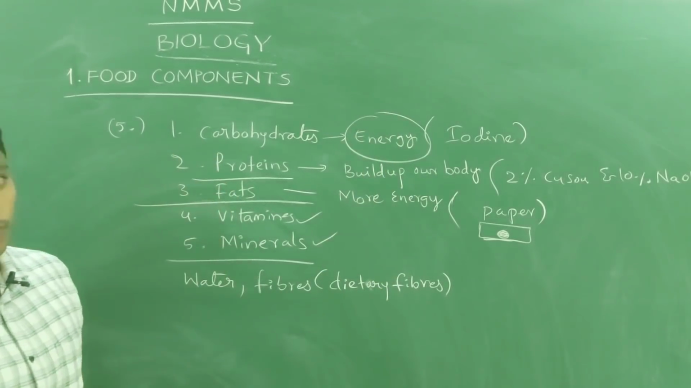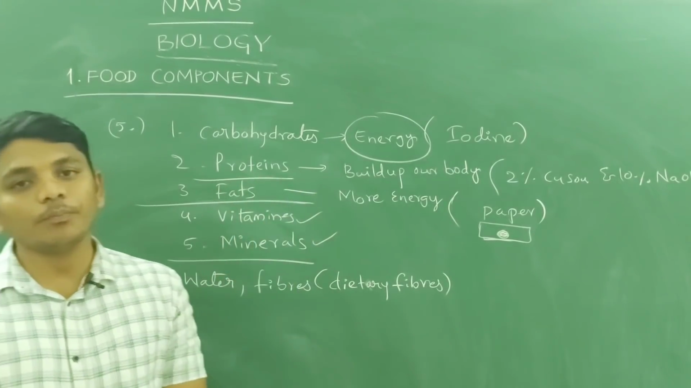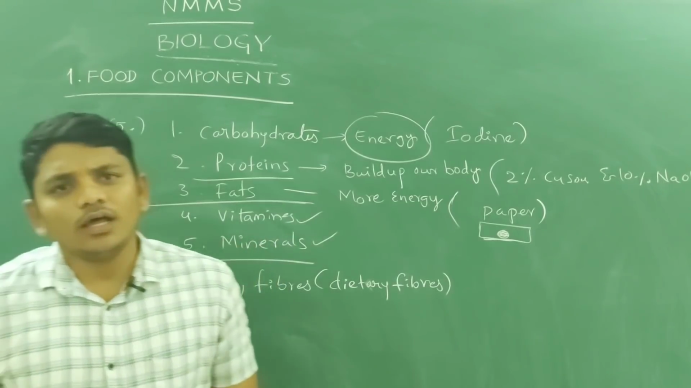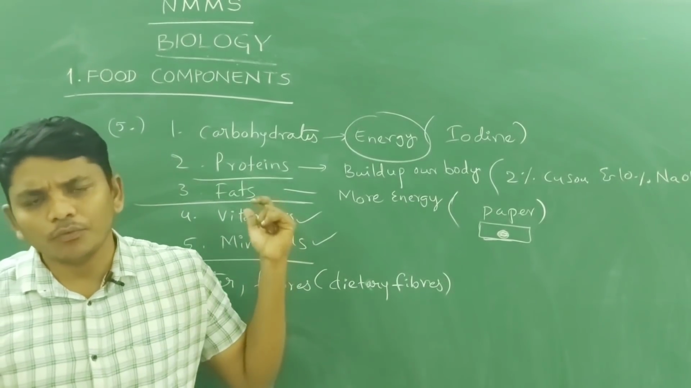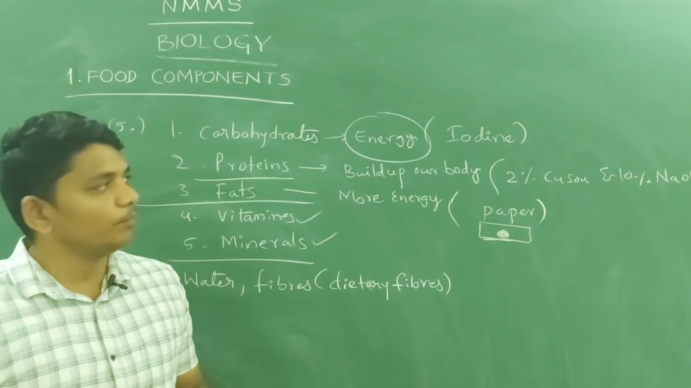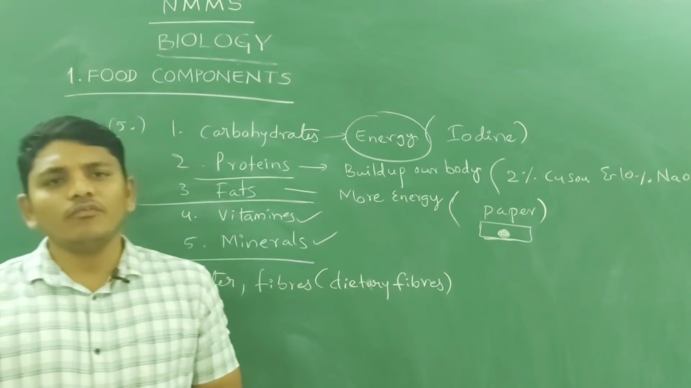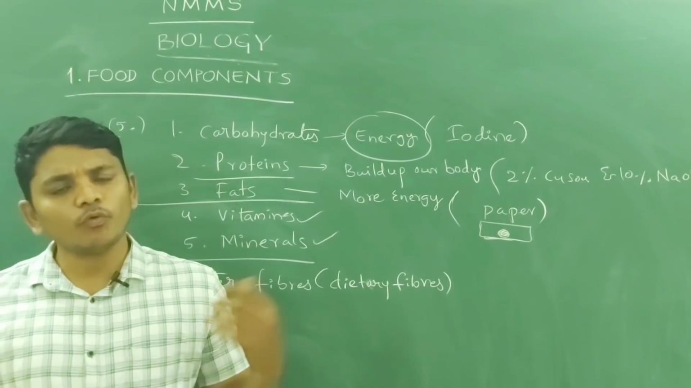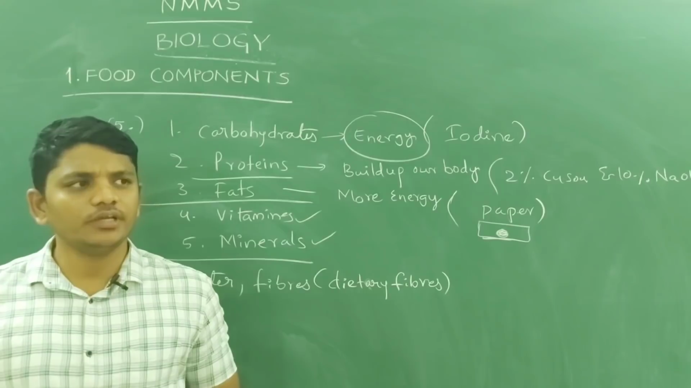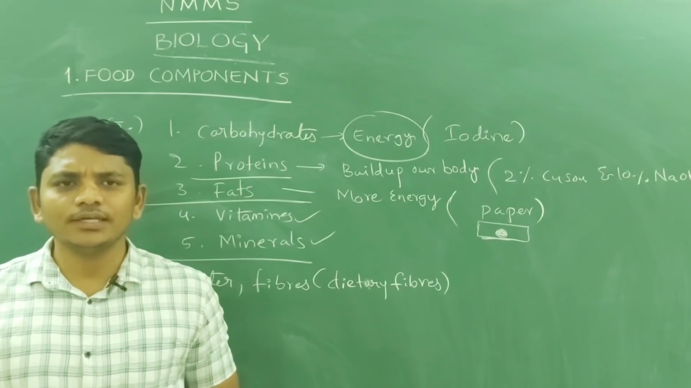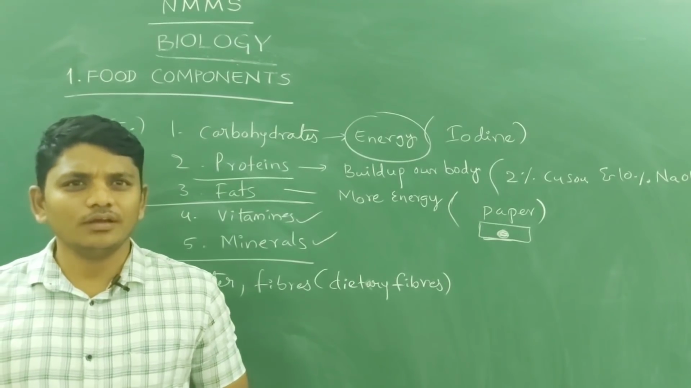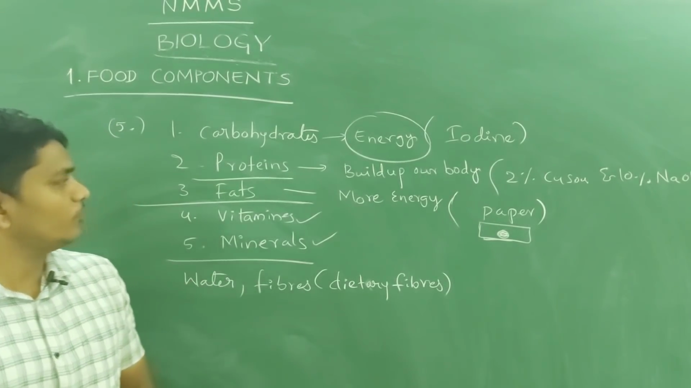Let us discuss proteins. Proteins are useful for the build-up of the body. The main point regarding protein is that it is mostly useful for the build-up of our body. For example, the best sources of proteins are meat, eggs, chicken, milk, dal and nuts.